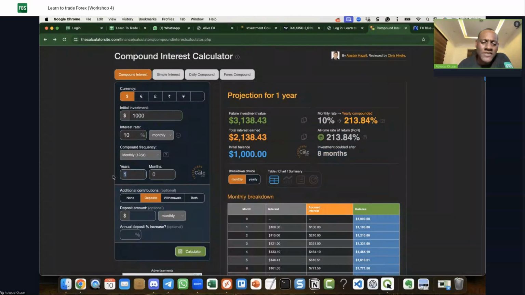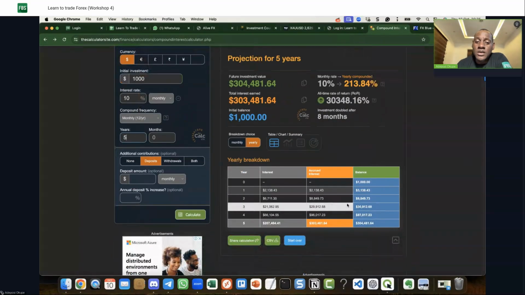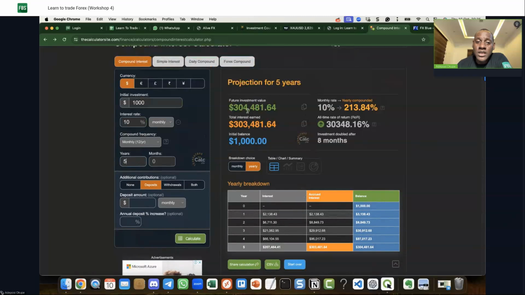But what if you extend this for 5 years using compound? You are not withdrawing this money. Well, you can withdraw, but I would rather do delayed gratification and withdraw after 4 years or 3 years. Because if you don't touch that money, guess what? Your $1,000 becomes $300,000 after 5 years. How much is that in Naira? About 450 million. Everybody here can do this.